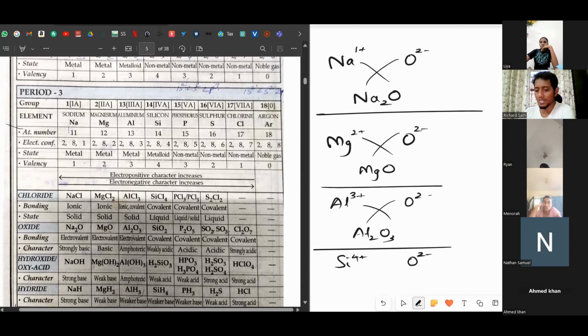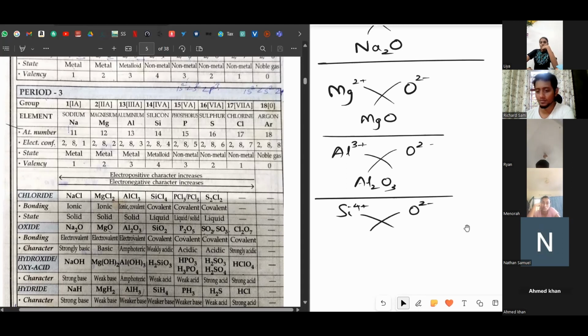Oxygen is 2 minus. So what is the formula for silicon oxide? You can cut 2 and 4. So if you cut 2 and 4, this will become 2, it will become 1. So SiO2. This is O2. Okay.